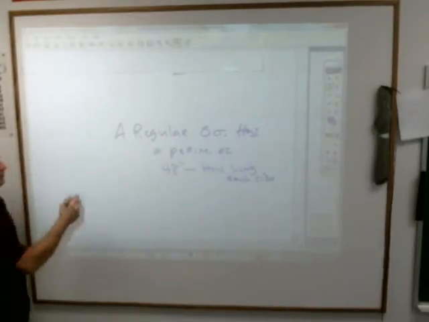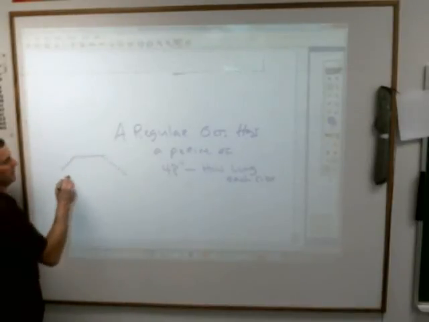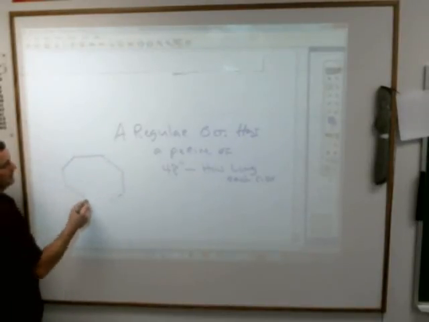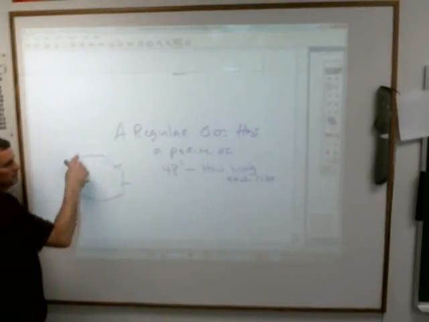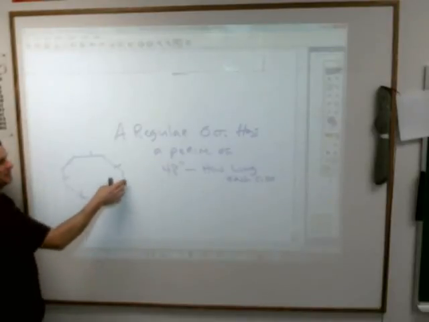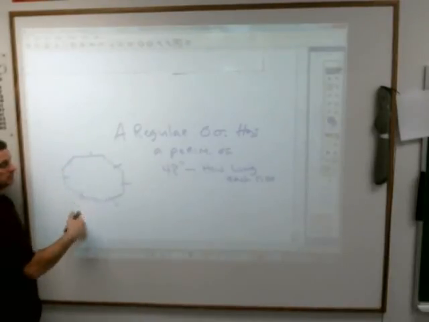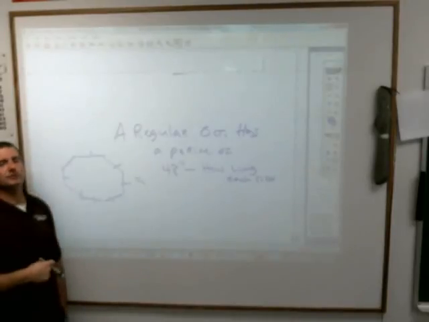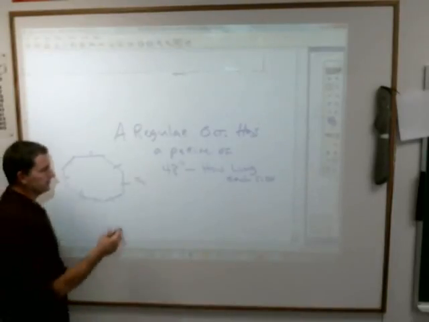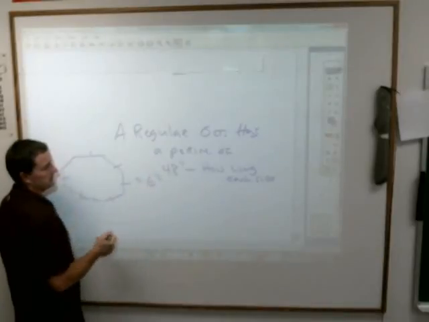But if it's regular, you know that you have that stop sign looking shape and each side has to be equal. By the way, in math, when you see them draw a shape and put those little hash marks on it, that means anything that has one hash mark is equal. So you know that each side of that octagon would have to be 6 inches.